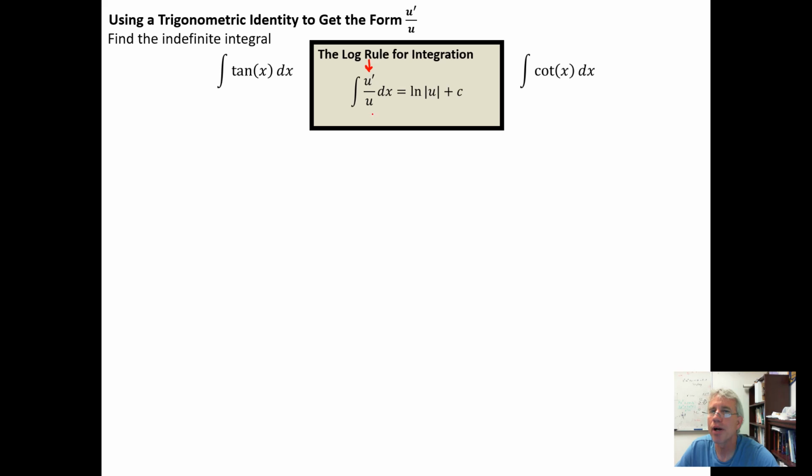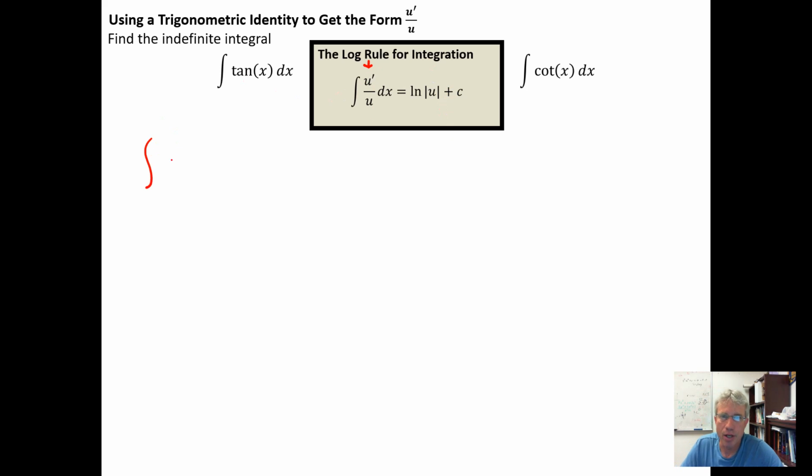that form u prime over u. And what we discovered was that if we integrate u prime over u, we get the natural log of the absolute value of u plus some constant of integration. So one technique for finding antiderivatives is, if you have something that doesn't have the u prime over u form, see if you can manipulate the function in such a way that you get an equivalent function that does have the u prime over u form.